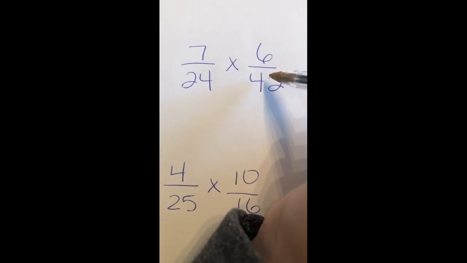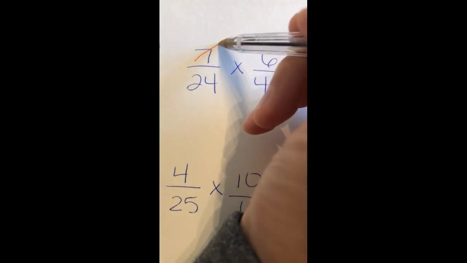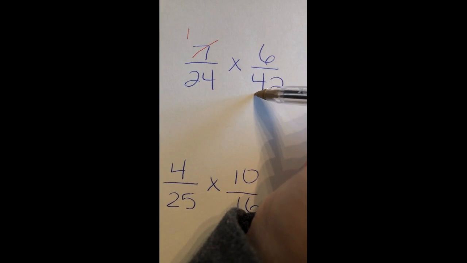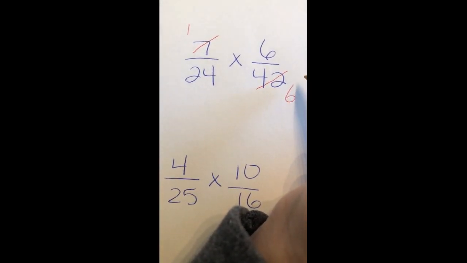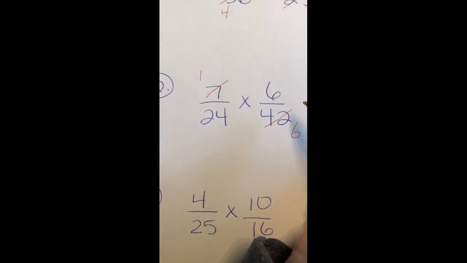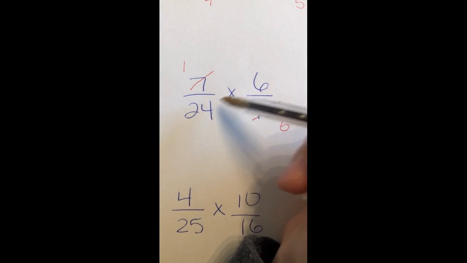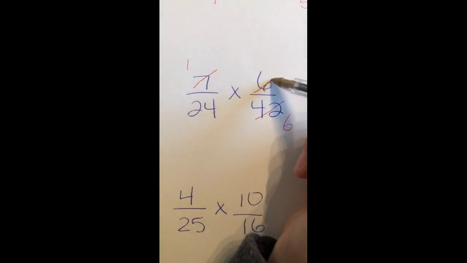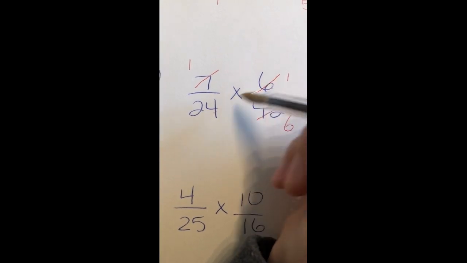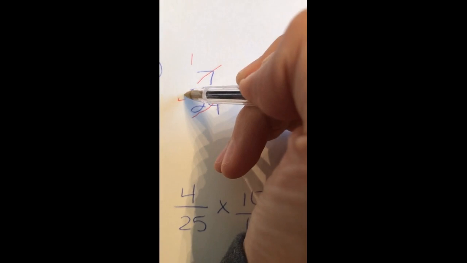7 and 42, I can divide them both by what? 7. So 7 divided by 7 is 1. 42 divided by 7 is 6. Again, this is really important to know your facts. If you don't know your facts, please keep practicing. 24 and 6, the largest number I can divide those both by is 6. 6 divided by 6 is 1. 24 divided by 6 is 4.